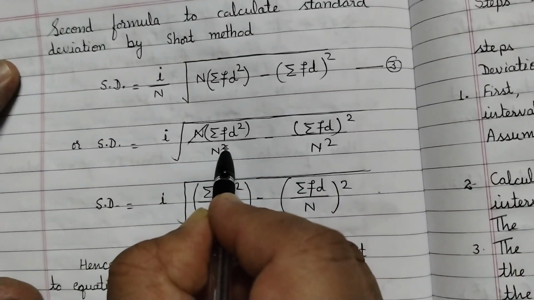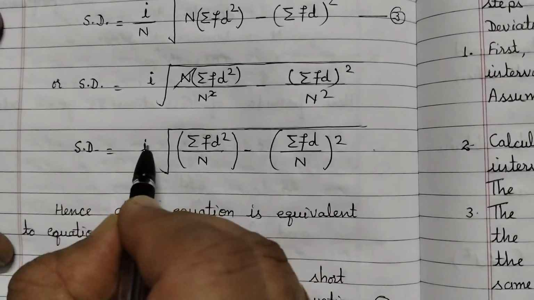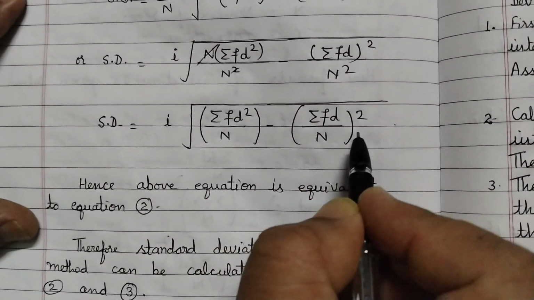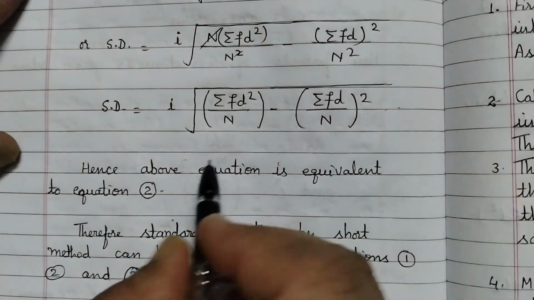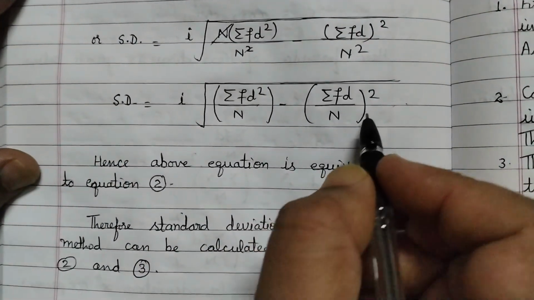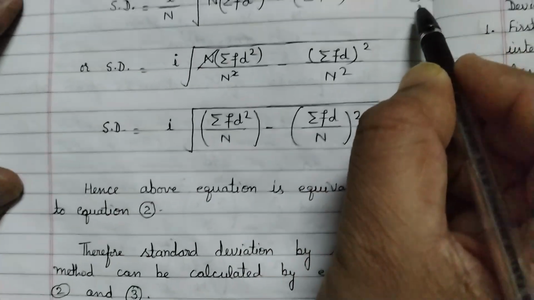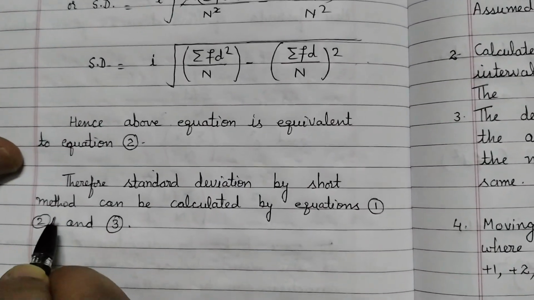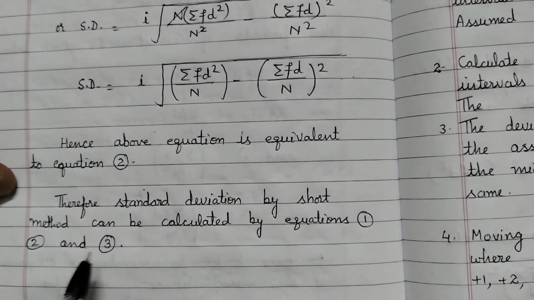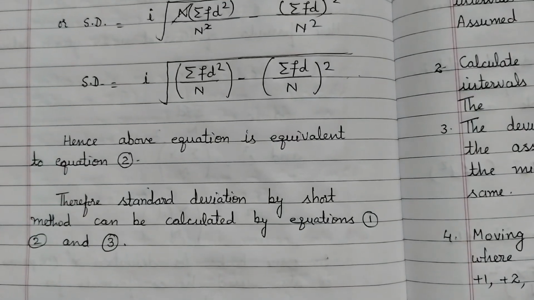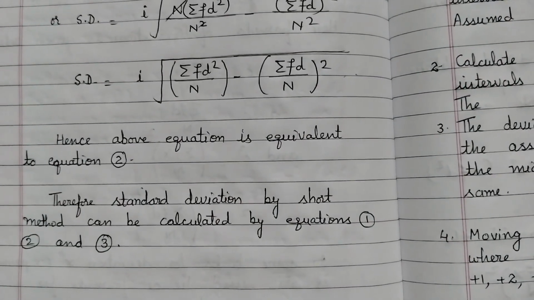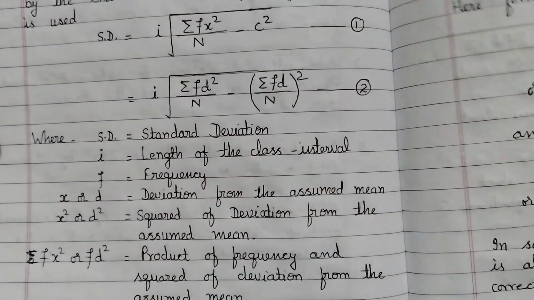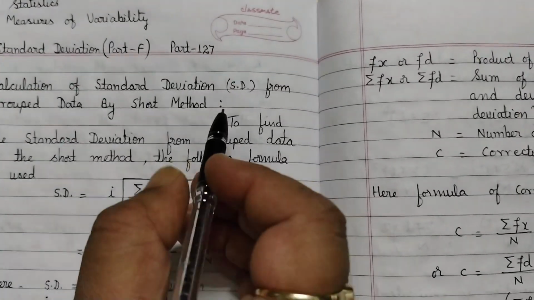Cancelling this n with the power of n, we have SD is equal to i times the square root of summation fd square by n minus summation fd by n whole square. This equation is equivalent to equation 2, so equation 2 can be written as equation 3 also. Hence, standard deviation by the short method can be calculated by equation 1, equation 2 or equation 3. So three equations are given for calculating the standard deviation by the short method.